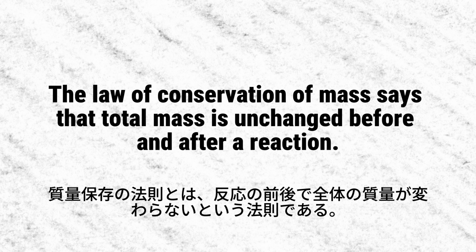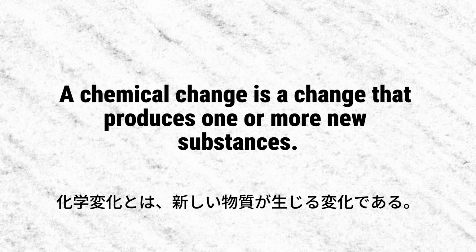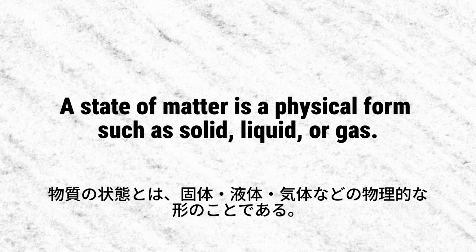The law of conservation of mass says that total mass is unchanged before and after a reaction. A physical change is a change in form or state that does not create a new substance. A chemical change is a change that produces one or more new substances. A state of matter is a physical form such as solid, liquid, or gas.